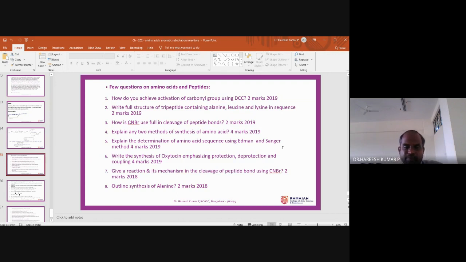Then outline the synthesis of alanine. So how alanine can be obtained from malonic ester, or maybe the Gabriel phthalimide method of alanine synthesis. Okay, those things you can mention. So with this, I can go to the next slide.